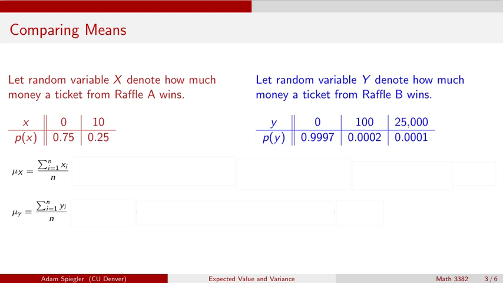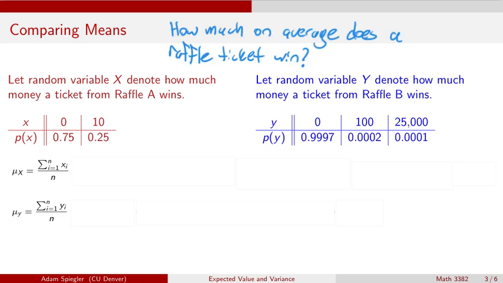Okay, so now we have represented the payouts from raffle A with a random variable X, and we've got the PMF in this table over here. And for raffle B, we have random variable Y representing the payoffs, which we have a second probability mass function. And one consideration that we can give is how much on average does a raffle ticket win? So what is the mean value of the random variable, in other words?